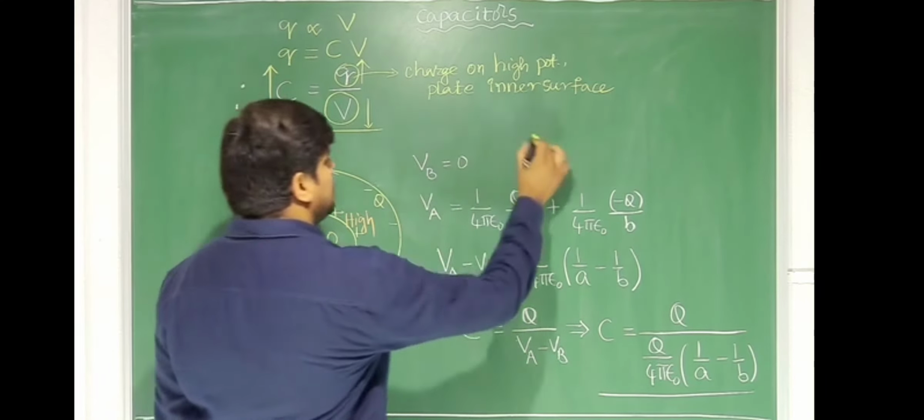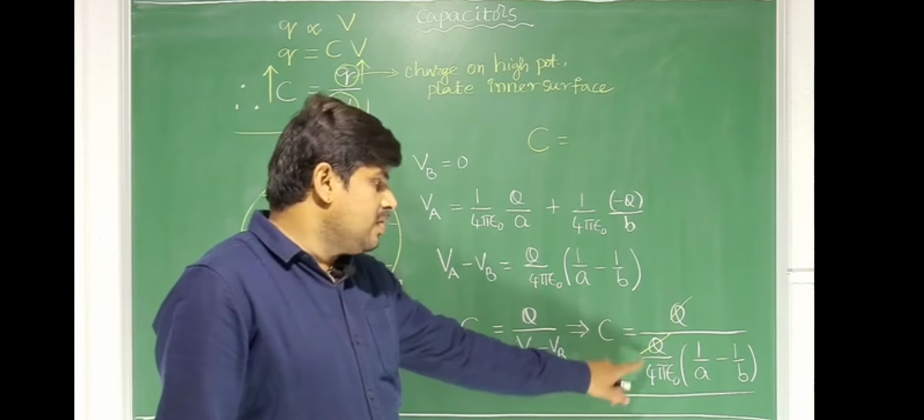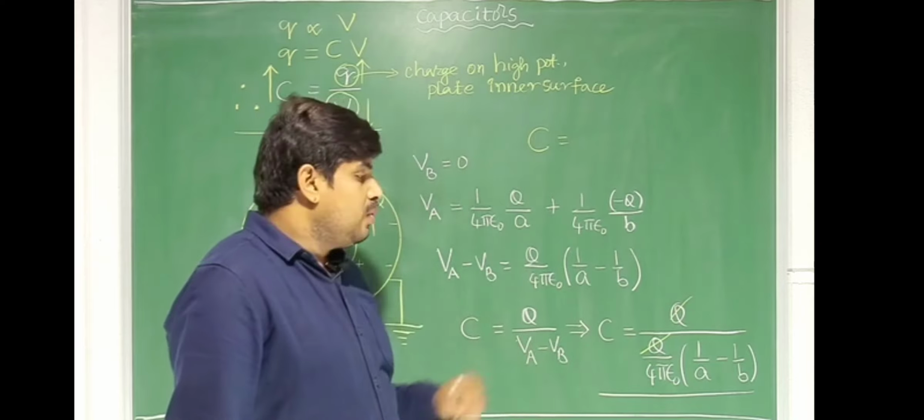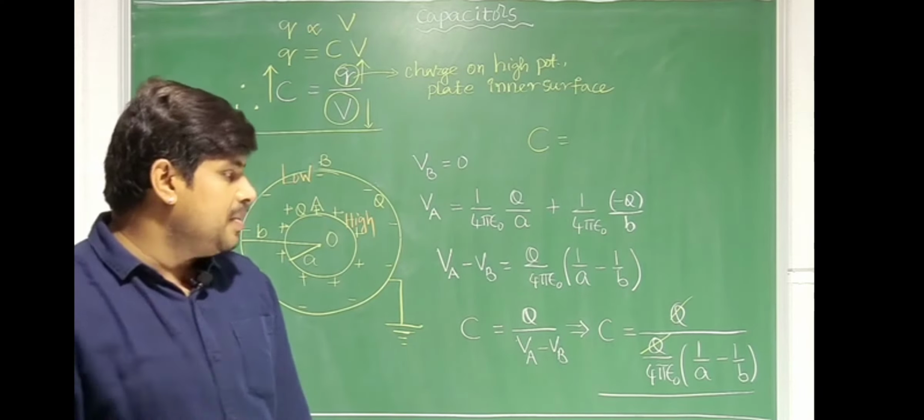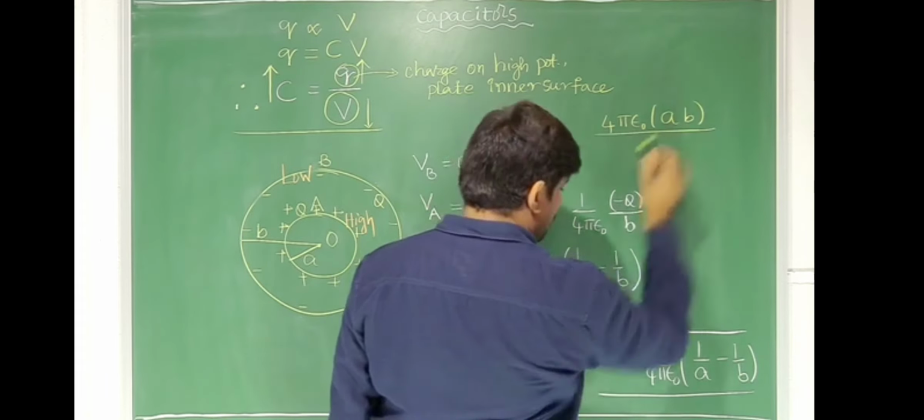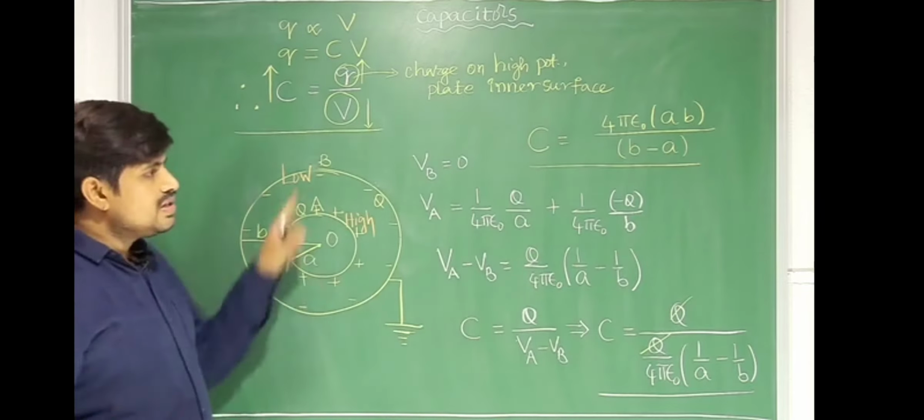For this arrangement, capacitance C will become Q cancelling. In the denominator, 1 by 4 pi epsilon naught into 1 by A minus 1 by B. If you take the LCM, you will be getting B minus A divided by AB. So it becomes 4 pi epsilon naught into AB upon B minus A. Like this, you are able to write the capacitance of this particular arrangement.